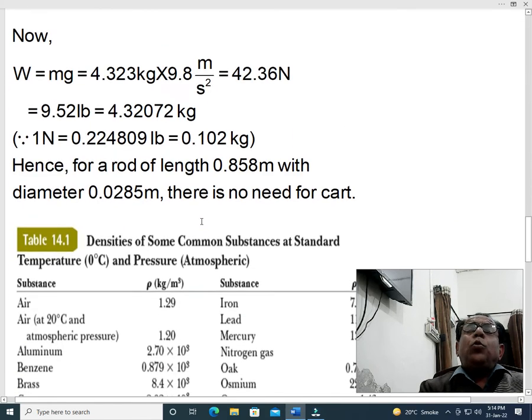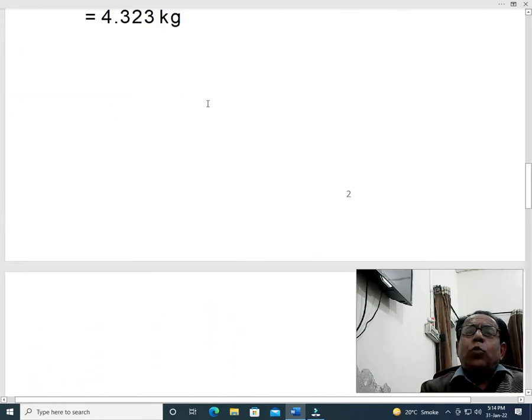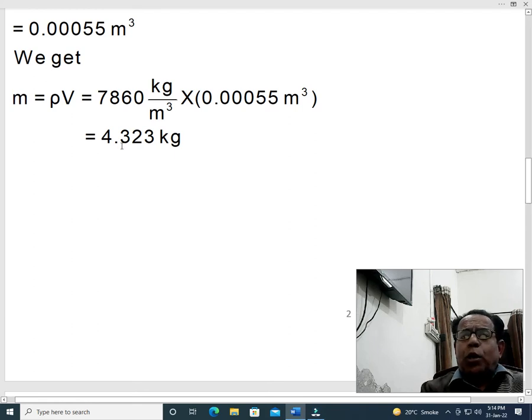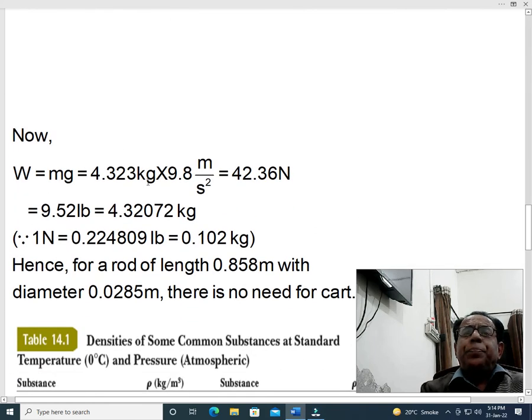Now we know that W is equal to mg, and we have calculated above mass equal to 4.323 kilogram, and the value of g, acceleration due to gravity, is constant 9.8 meter per second square. By putting these two values, we get W equal to 42.36 Newton, because kilogram meter per second square is equal to Newton. 1 Newton is equal to 1 kilogram meter per second square.